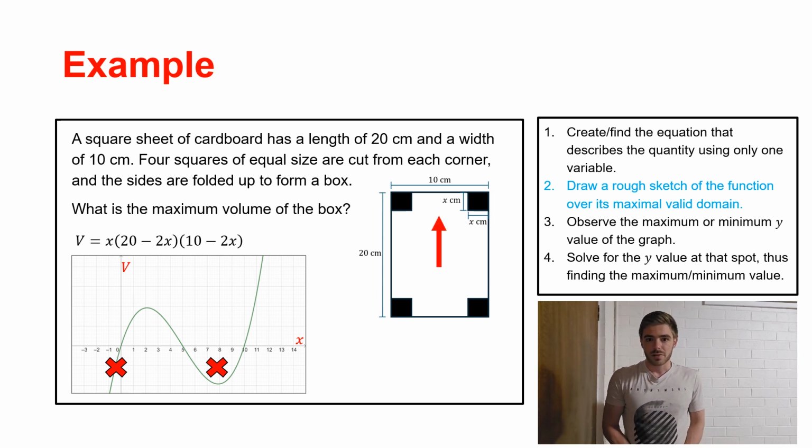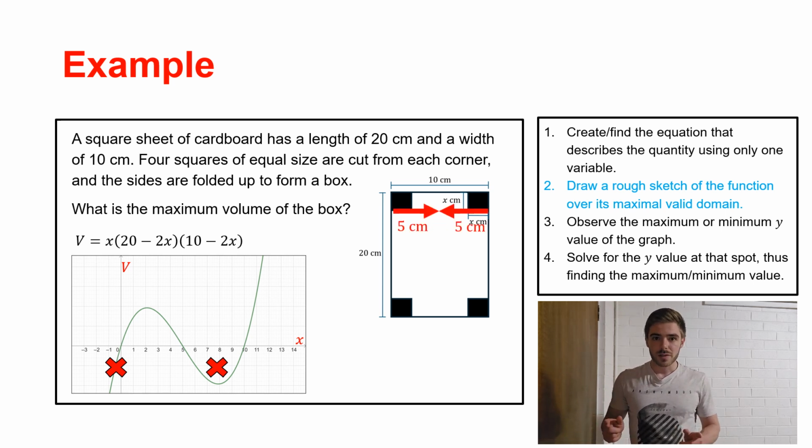If we look at the width of our rectangle, we only have 10 centimeters to work with. If I were to cut 5 centimeters either side of that width, we would have no width left, and therefore no box. If I tried to cut any more either side, I wouldn't be able to. I can't cut 6 centimeters from both sides of a 10 centimeter line. This gives us a maximum domain of 0 to 5 centimeters, or x is between 0 and 5.